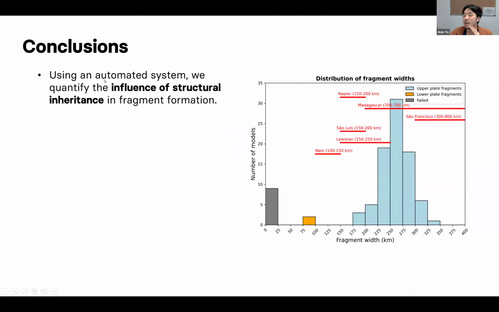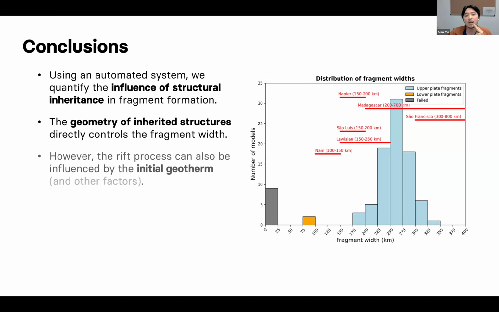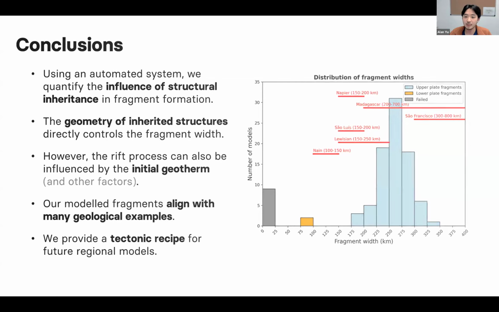In conclusion, we used an automated system to quantify the influence of structural inheritance in the fragment formation. We found that the geometry of the inherited structure directly controls the width of the separated continental fragment. However, this process can also be influenced by other factors, such as the initial geotherm. Our model results aligned with many geological examples, though in later studies, we would like to look more in depth into regional models, especially creating 3D models. And here we provide a tectonic recipe for future regional models.